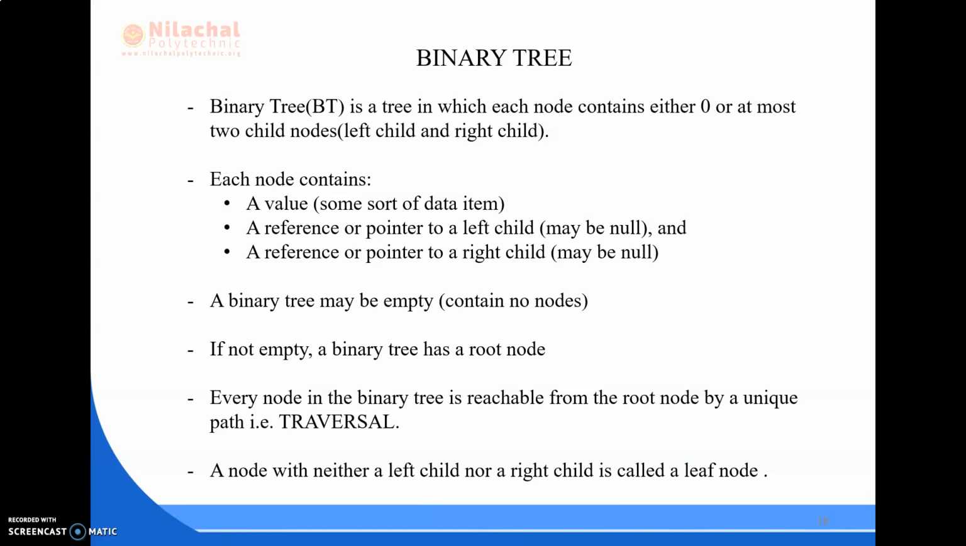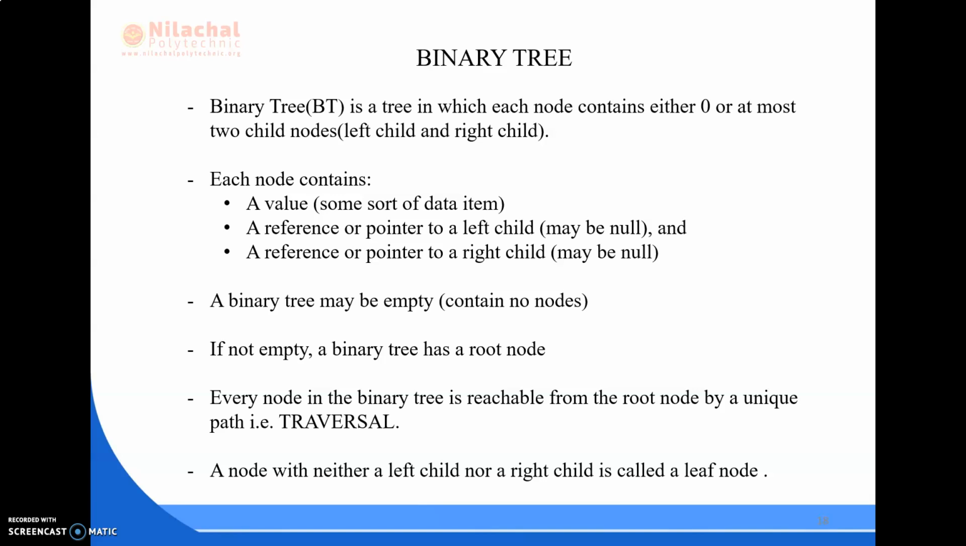Each node contains a value, some sort of data item, and the reference or pointer to the left child node and the reference or pointer to the right child node. This reference to the left child node and right child node may sometimes be null, when there is no left child or right child.